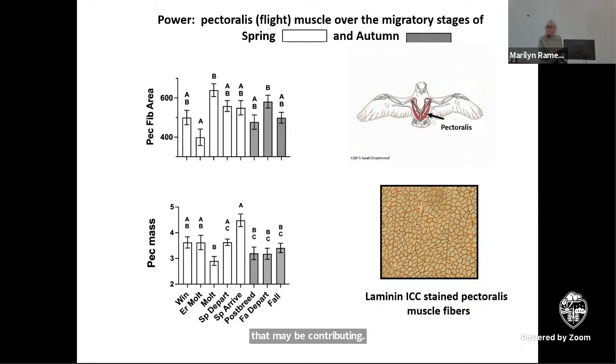What's happening in the fall, we're not really sure. It could be that just the cellular changes in androgen might be having an effect, or very little at all, because muscle mass is increasing that much.